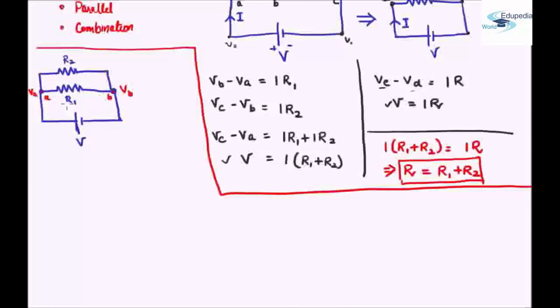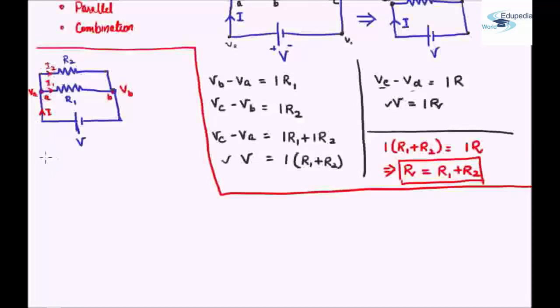The difference is that now the current will not be the same. Why so? Because if we think about it, let's say a current I is flowing here. Once it reaches here, it will have two paths. Current can either go in this direction or it can go in this direction. So the current breaks up. Let's say a current I1 flows in this path and a current I2 flows in the other path.